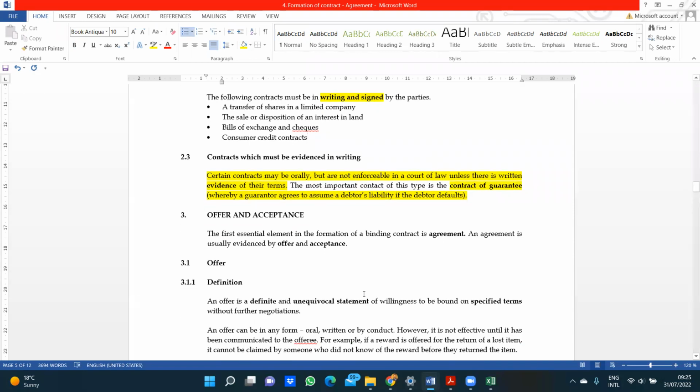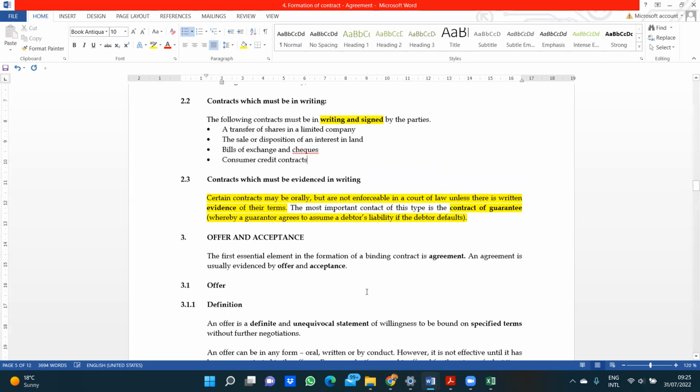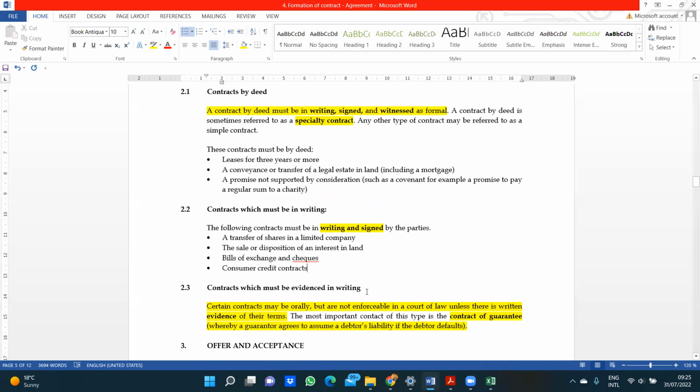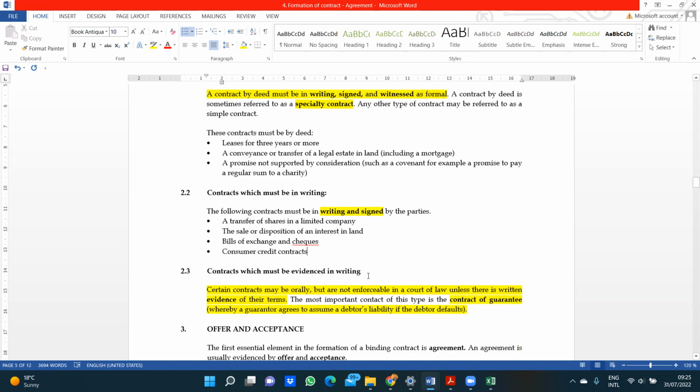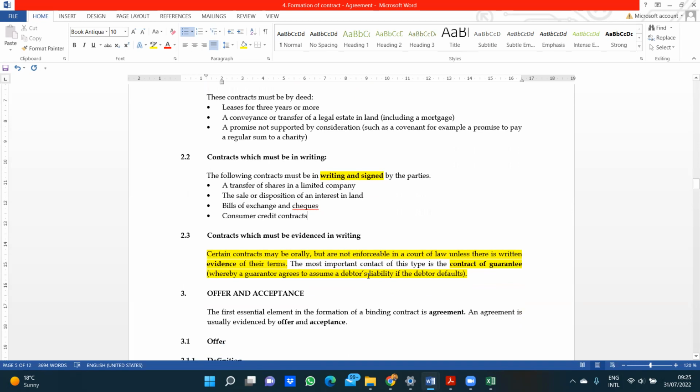Even if it is oral, there needs to be a signed agreement between the parties, because if tomorrow this is going to be debated in court, you have to have some evidence of this. You need to have written evidence. All right, three types of contract which need to be in writing: the deed, the contract which itself has to be in writing, for example, transfer of shares, and the contract that needs to be evidenced in writing.